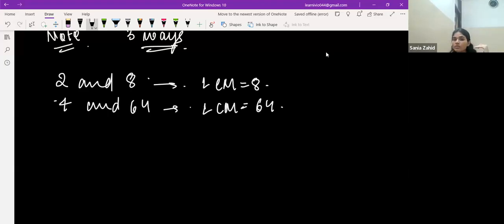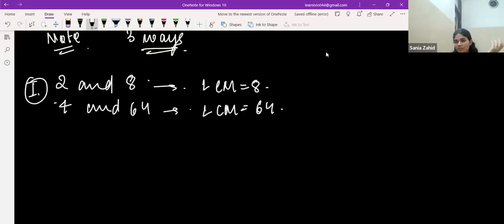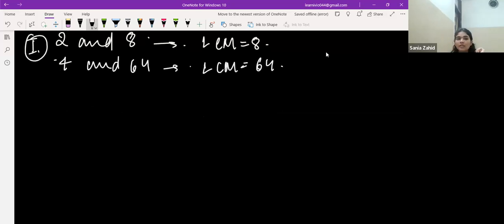Alright. Now, this is the first way of finding the LCM. If you have two or more than two numbers which are divisible by one another, then always the greater number is the LCM. Now, the second way of finding the LCM is when we have numbers which are not divisible completely, but they have a common factor with them.